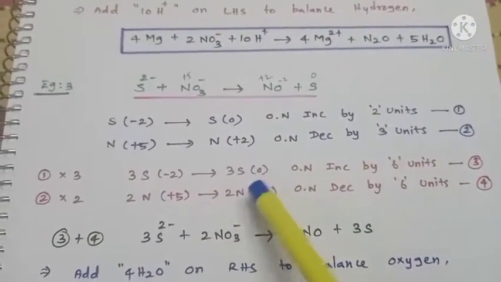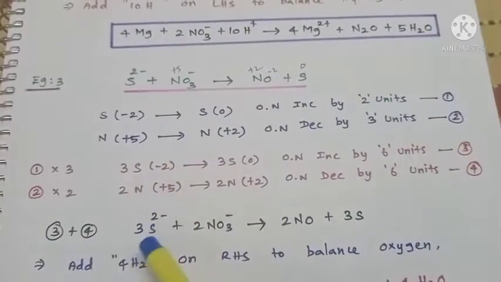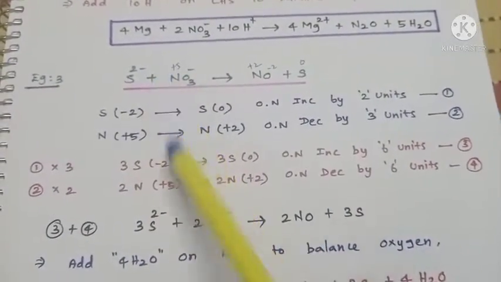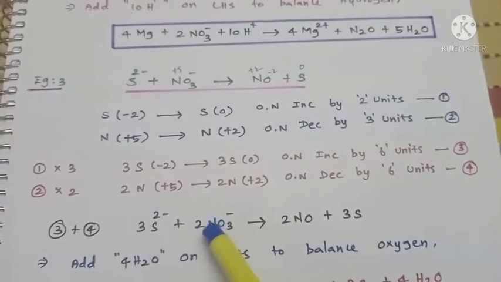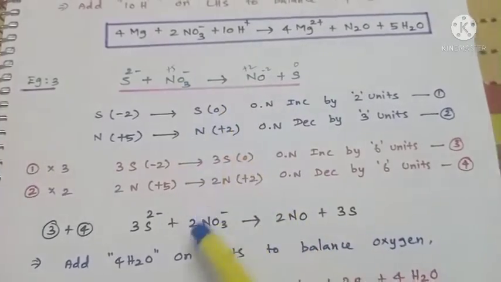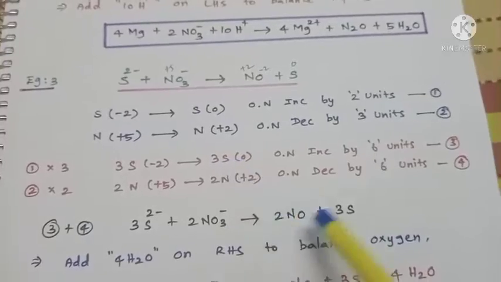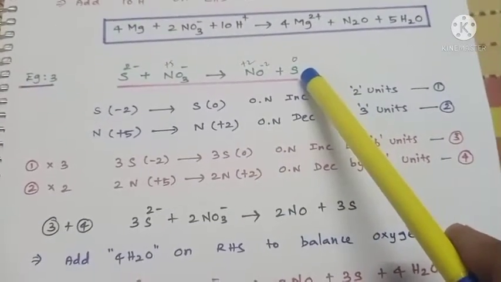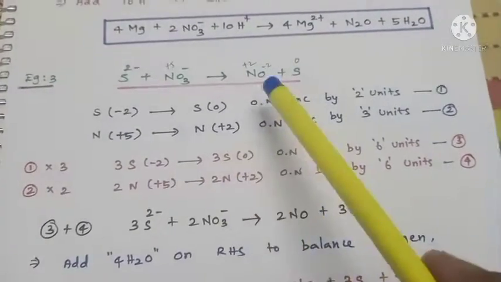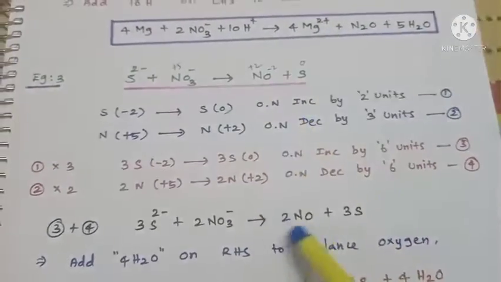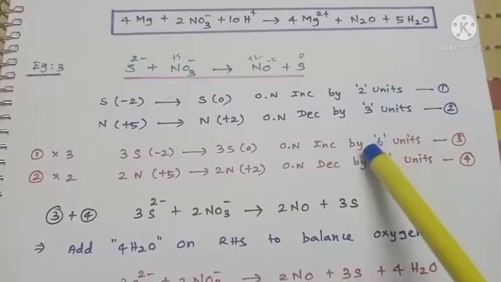Now you can add these two equations, equation 3 and 4, together. On the left side we have 3S2 minus, plus, from the second equation, 2N in the form of nitrate ion, 2NO3 minus. Now we have added the left side. On the right side, 3S, since in the original equation it is in elemental form, so 3S as such. Then 2N, in the original equation NO, but now 2NO. Now here the oxidation number increase and decrease are equal, both by 6 units.